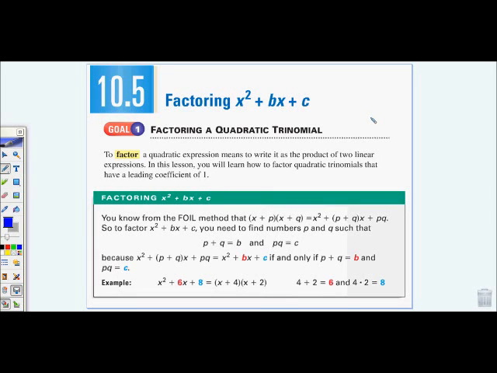Okay, 10.5 is what I was alluding to, that we would start doing it a little bit backwards. So what we're going to do is we're going to be given the quadratic expression first, and then we're going to try to factor it. To factor a quadratic expression means to write it as a product of two linear expressions, like the linear expressions we were using in the last lesson.